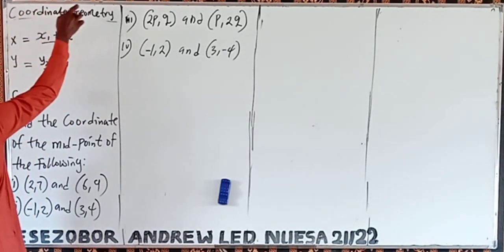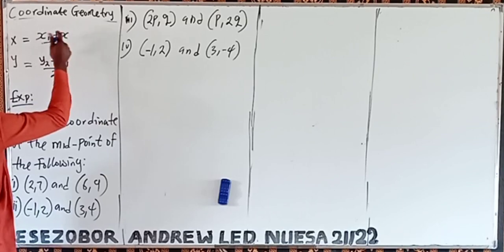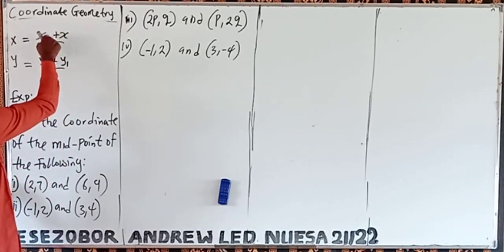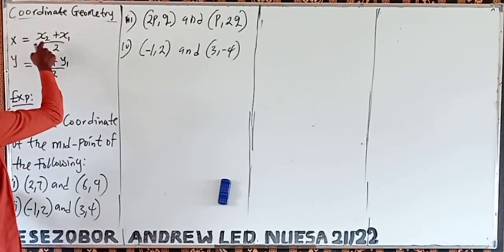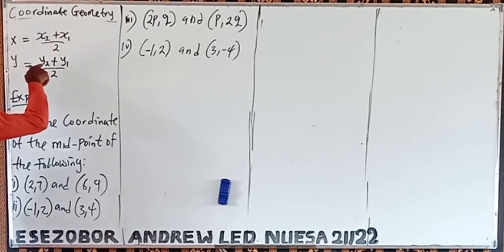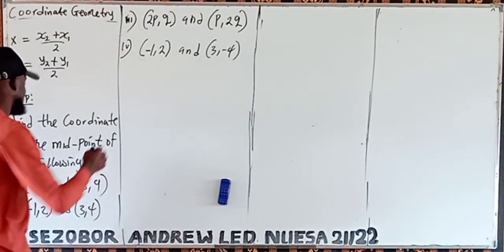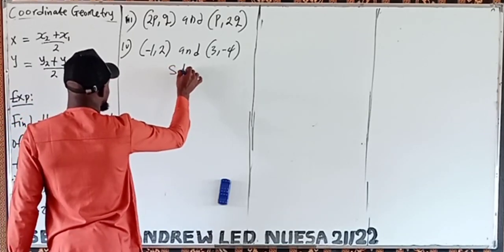(x1, y1) and (x2, y2). The midpoint of those 2 points is x1 plus x2 over 2, or you can say x2 plus x1 over 2. It's still the same thing, because plus is commutative. Then y2 plus y1 divided by 2, or y1 first then y2. Nothing will change. So let's go into the solution.